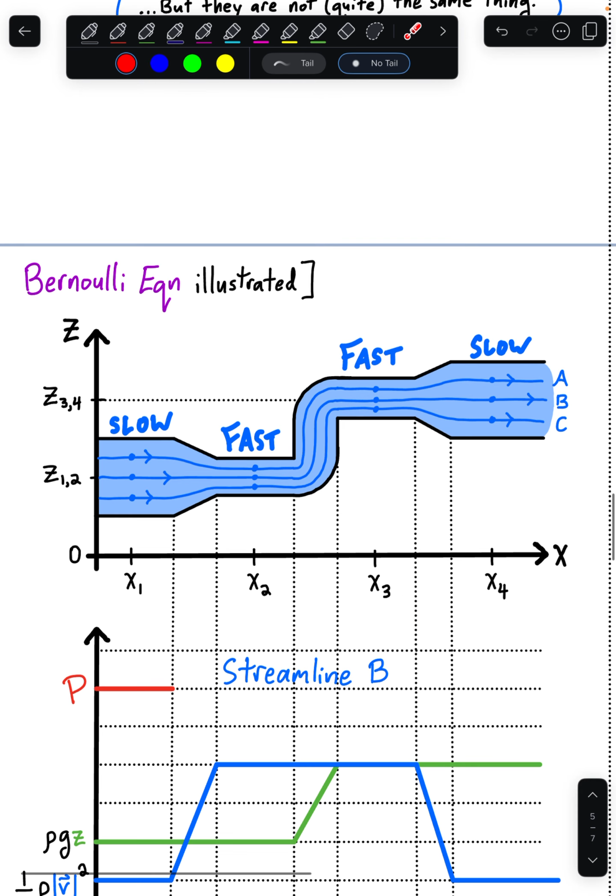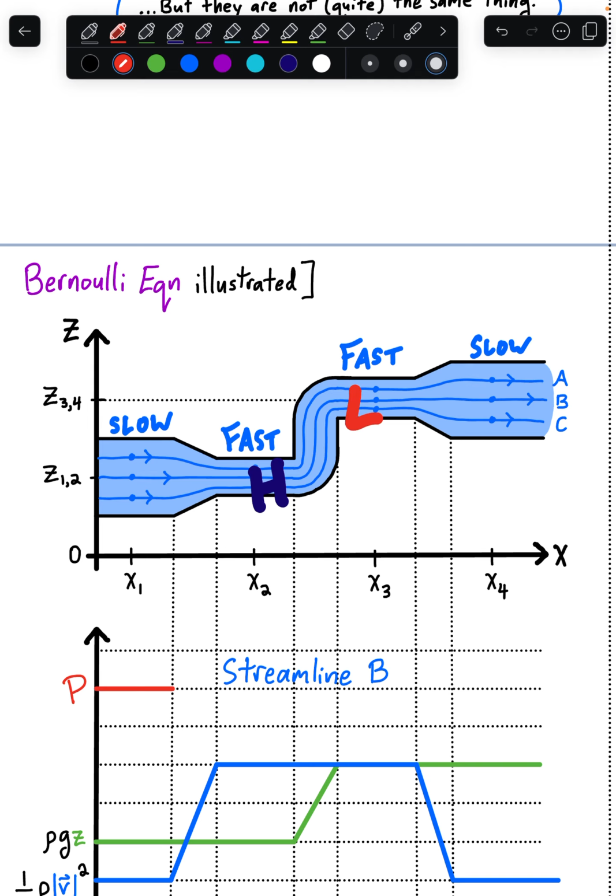I guess we could illustrate that here by showing something like relatively high pressure here compared to low pressure there. When a fluid goes to a higher elevation, the pressure drops.